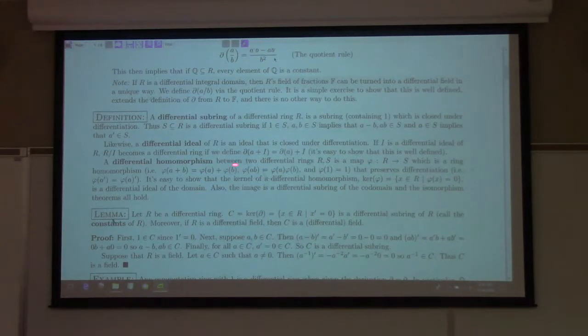And a differential homomorphism between two differential rings is a map which is a ring homomorphism, and it must preserve differentiation, right? So phi of a prime is phi of a, prime.